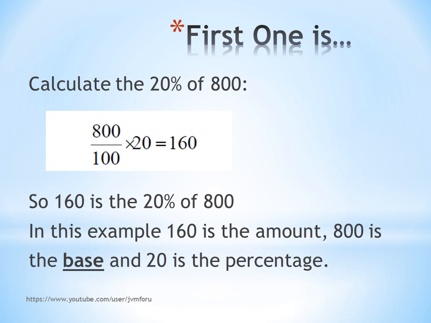Now we come to the conclusion: 160 is the amount value, 800 is the base value, and 20 is the percentage value. Okay, this is how we can calculate.